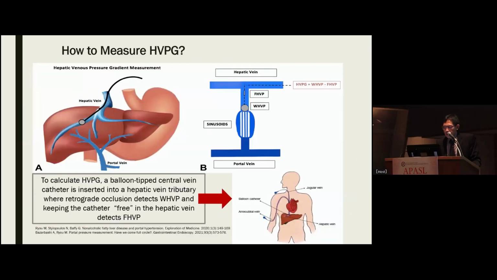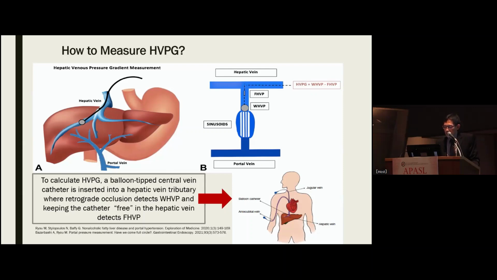And we know how we can measure the HVPG. Usually, a balloon-tip central vein catheter is used, performed by interventional radiologists as well as trained hepatologists. You insert it into the hepatic vein, and then we can measure the wedge hepatic vein pressure as well as the free hepatic vein pressure.